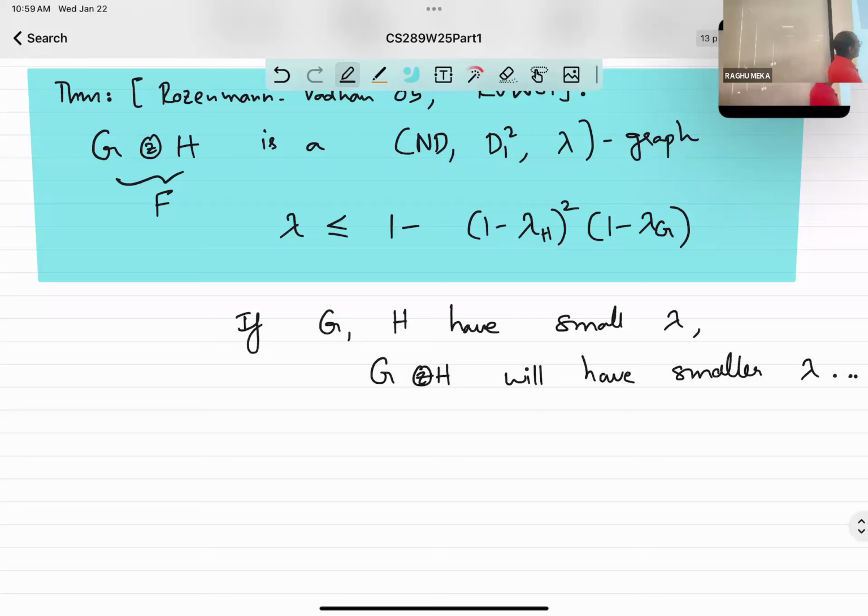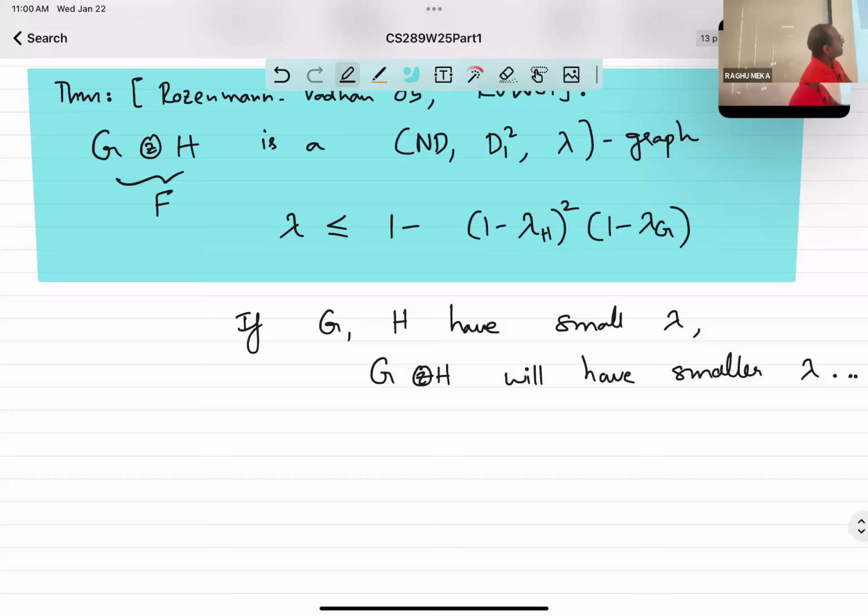Okay, so at some point, once lambda G becomes small enough and lambda H is small enough, this new graph will also have small spectral gap, right? But the number of vertices is still very big, and the degree only depends on H. It doesn't depend on G's degree at all. Okay, so that's what really helps us in bootstrapping, controlling this trade-off between degree and lambda.